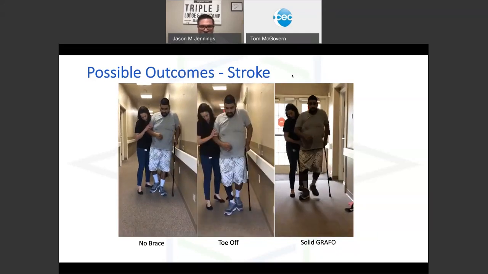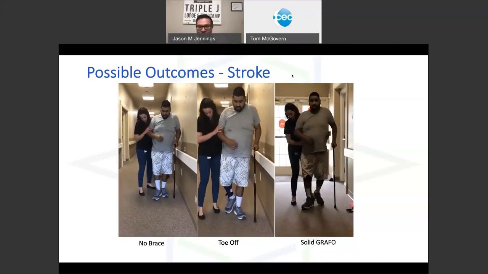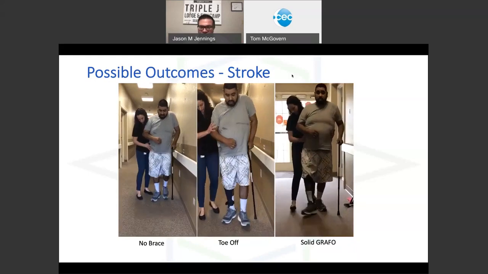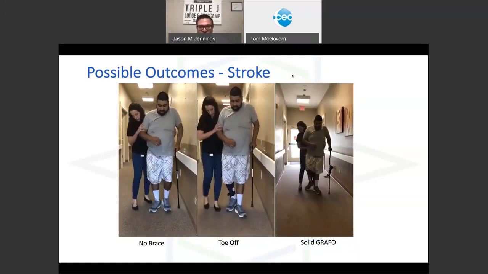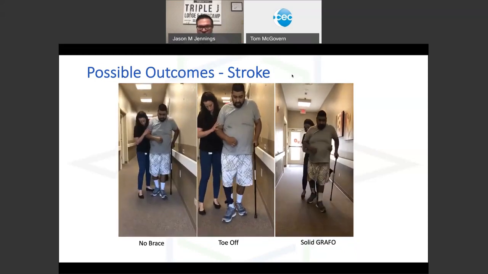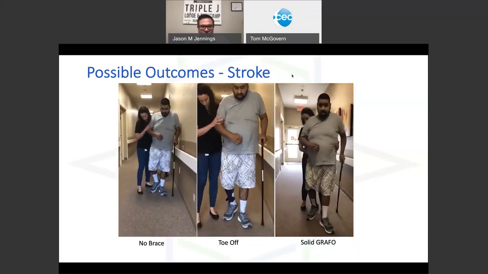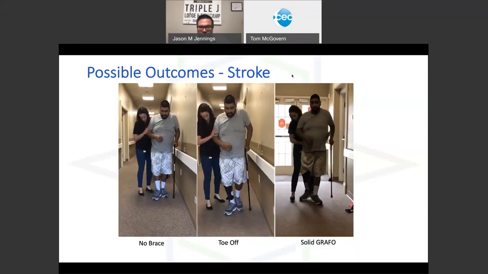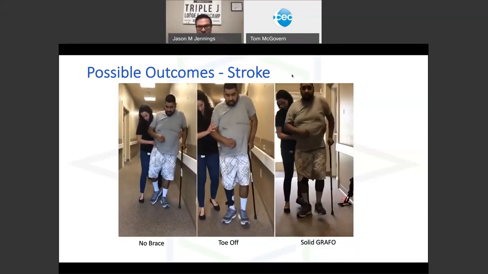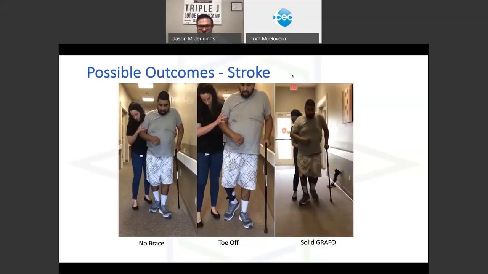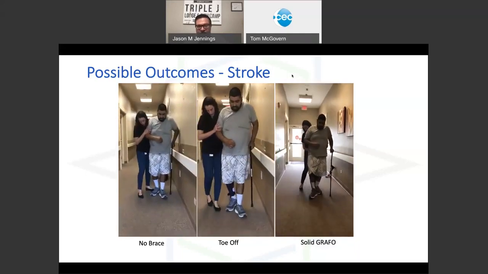And then I was able to fit him with the laminated solid ground reaction AFO. He still has difficulties controlling internal rotation and external rotation at the hip. But if you compare no brace to toe off brace to the stability that we were able to provide on the right side, you can see his gait speed has dramatically improved, and that's on day one.